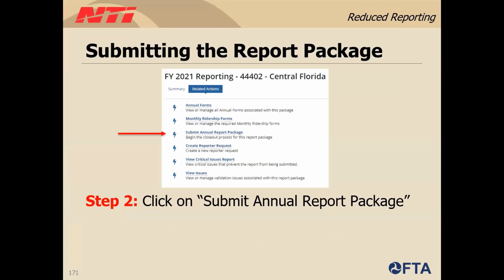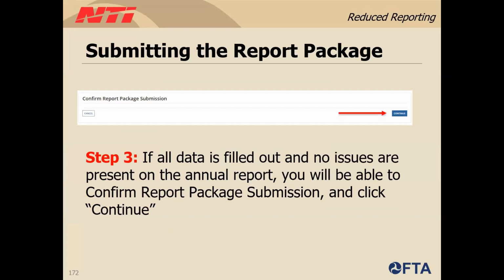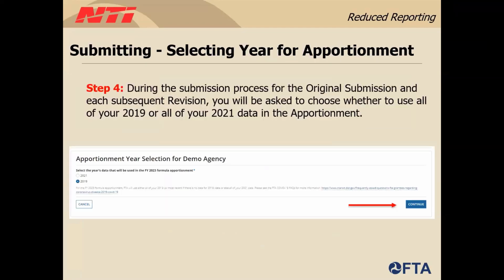Once related actions is open, select Submit Annual Report Package. If the report is complete and there are no outstanding issues with the data, you will be able to confirm the report package submission by clicking Continue. Next, you will be asked to choose whether or not to use all of your 2019, 2020 if you did not report year 2019, or all of your 2021 data in the 2023 apportionment. Whichever data is selected will be used to apportion funds for federal fiscal year 2023.